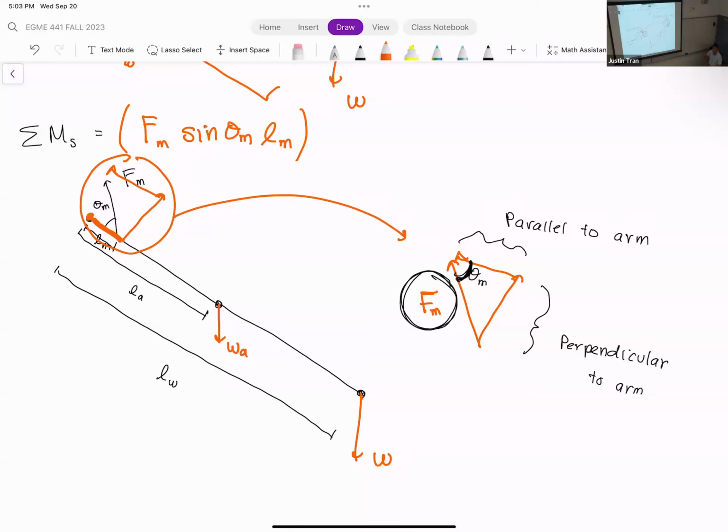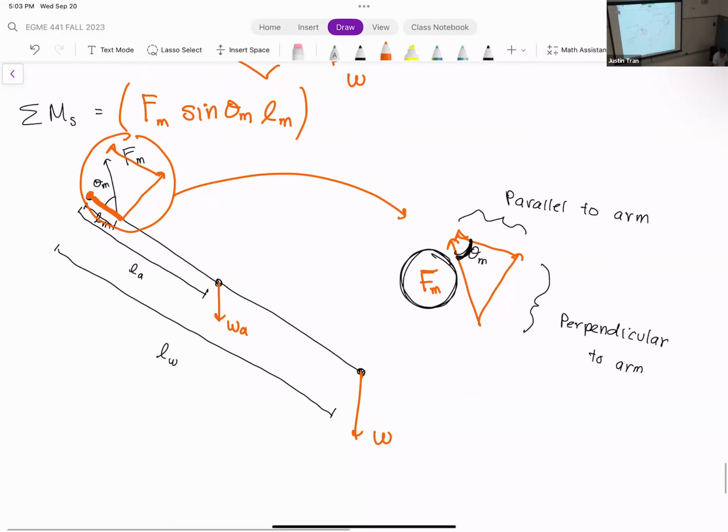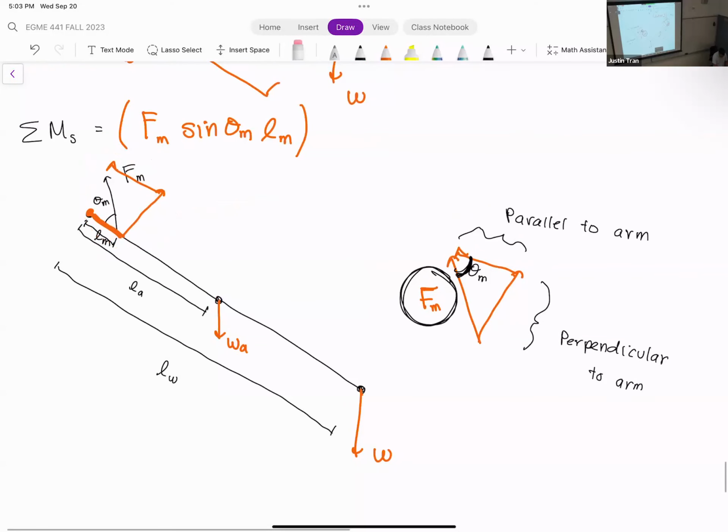Any questions on how I got that expression there for the moment from Fm? All right, so now let's look at the moments from WA and W. Okay. And then once again, I'm going to draw triangles here to illustrate what these look like.